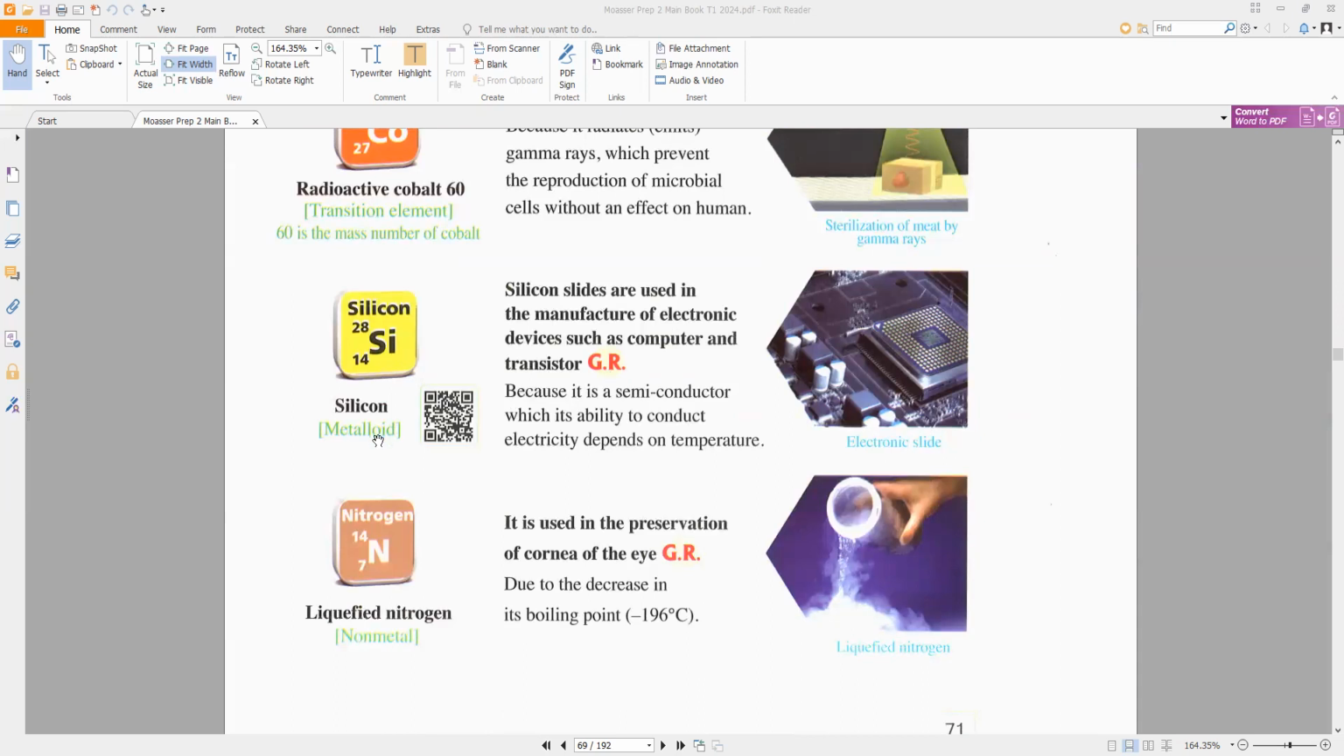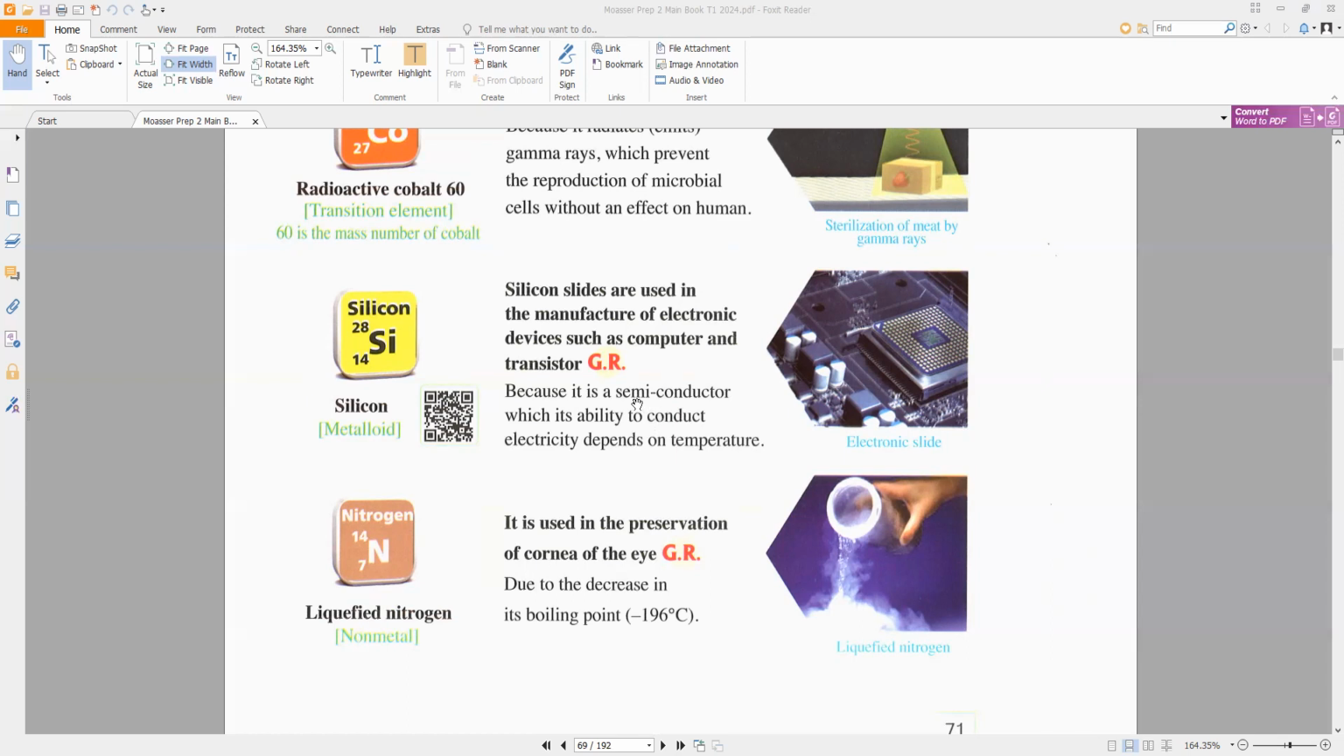Silicon. Silicon is a metalloid. Metalloid means semi-metal, between metal and non-metal. Silicon is used in the manufacture of slides in electronic devices like computers and transistors. The slide that we find in mobile and computer is made of silicon. Why? Because silicon is a semiconductor. Because it's semi-metal, it also conducts heat and electricity, but only semi. Not all the time does it conduct heat and electricity.